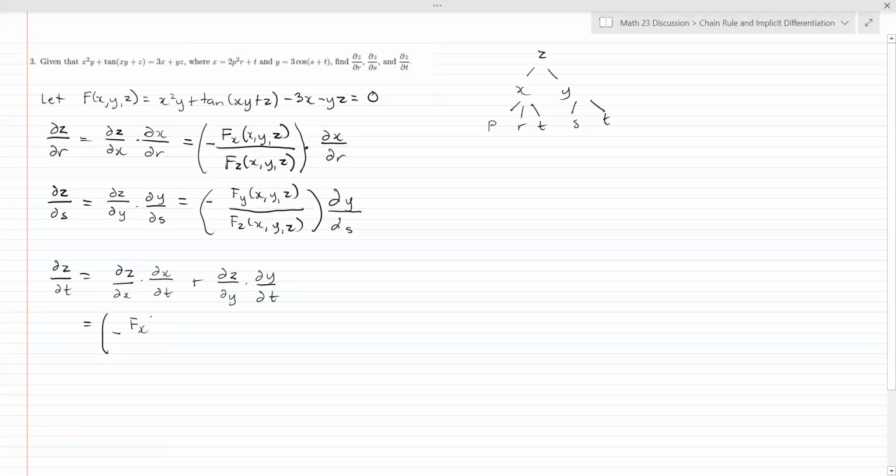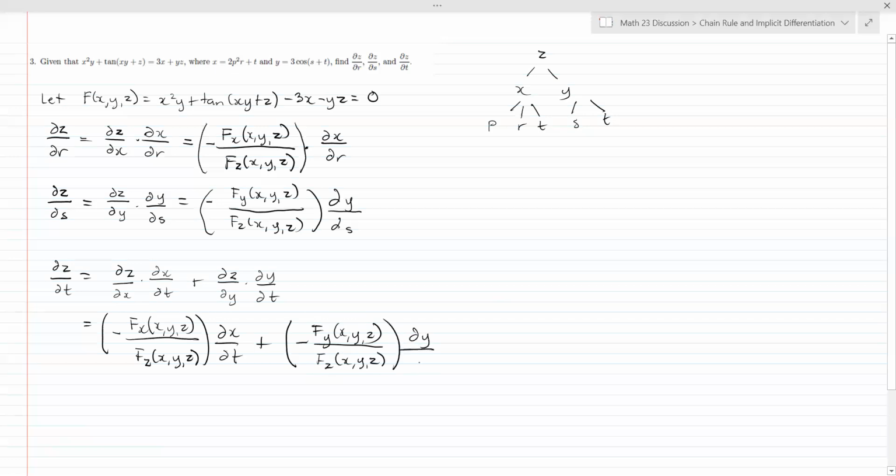So this is partial of z with respect to x times partial of x with respect to t, plus sa z with respect to y naman, negative f y of x, y, z over partial ng f with respect to z. And then, partial ng y with respect to t. Okay? So, hindi na natin kakompute explicitly. So, I'll leave that as an exercise.